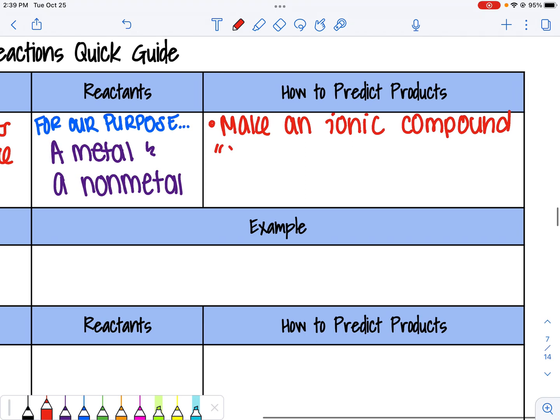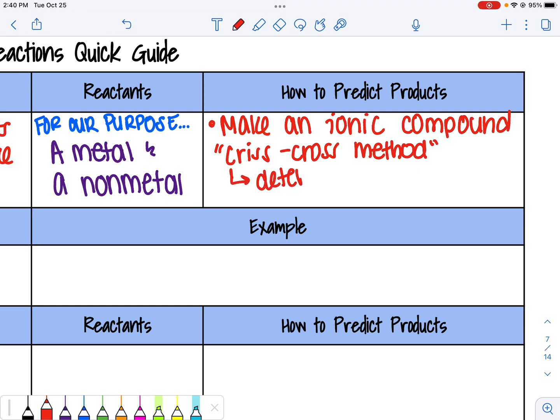So to make an ionic compound, you use that crisscross method. Here the charge from the cation will come down to become the subscript for the anion. Charge from the anion comes down to become the subscript for the cation. So you determine ion charges and crisscross.